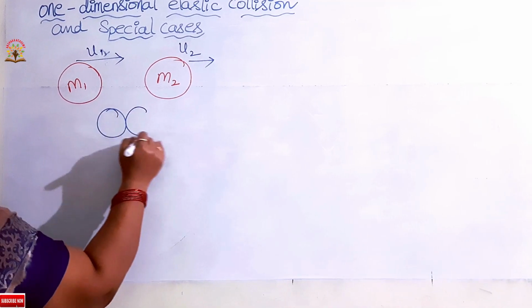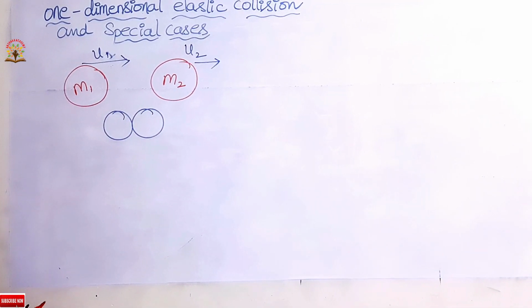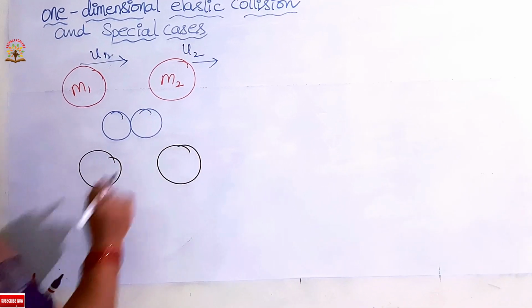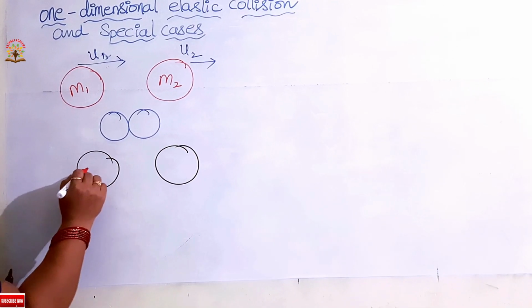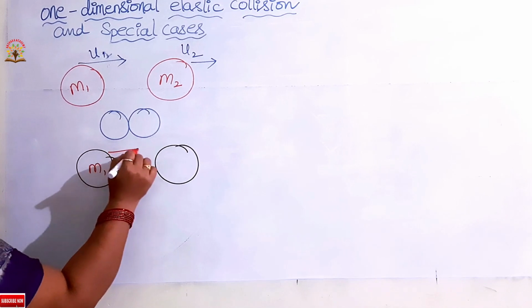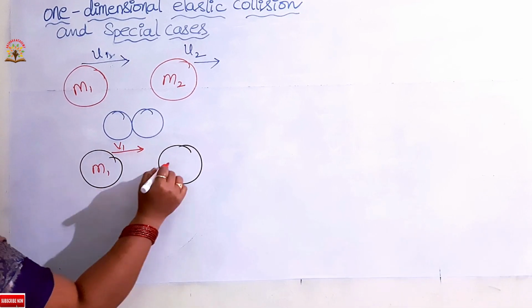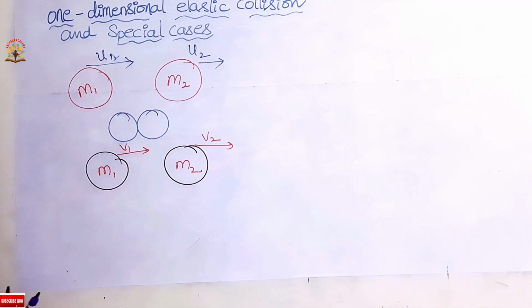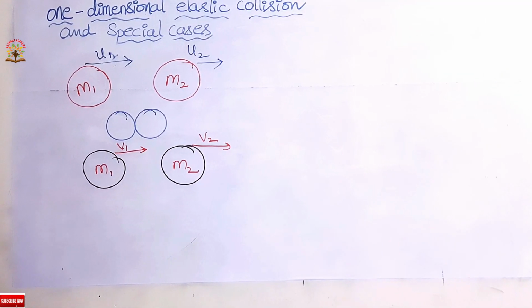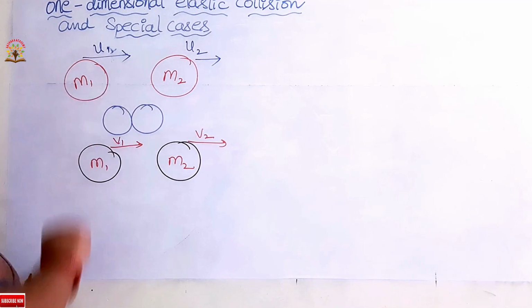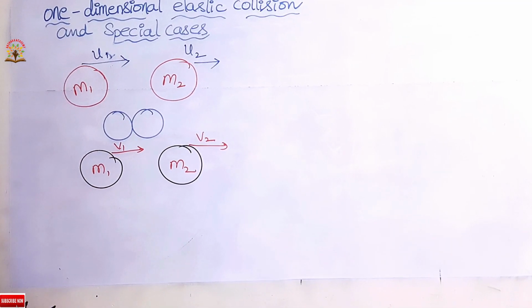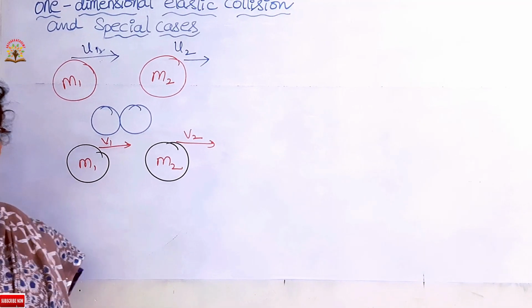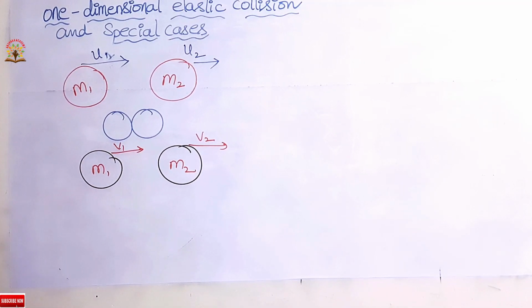This is during collision. After collision, their velocities are v1 and v2. Already you know that in elastic collision, linear momentum and kinetic energy are conserved.